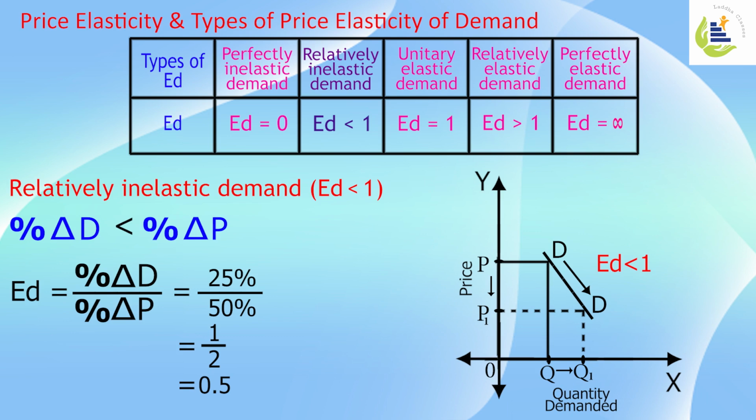So if we join this, we try to see the graph for price elasticity of demand. When elasticity of demand is less than 1, which means relatively inelastic demand, the graph is steeper.